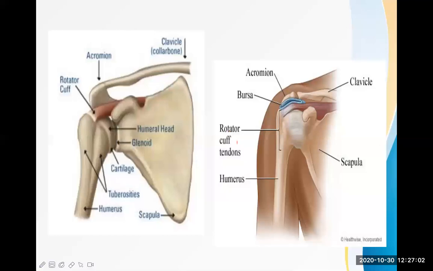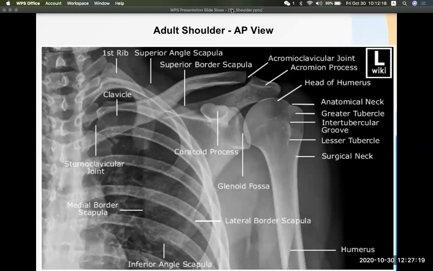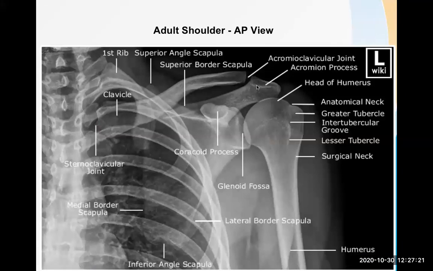Before I go to the rotator cuff muscle, this is the X-ray of the adult shoulder. This is the anteroposterior view. So this is also very important for the orthopedic students. So in the X-ray, how the shoulder joint looks. Let's see here. So this is the head of the humerus. Okay, this is the humerus bone.